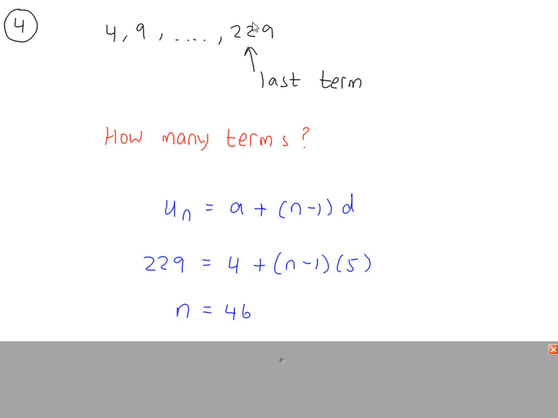So this is the 46th term. I can say that this is u46. This term was u1, this term is u2. First term, second term, 46th term. That's how many terms there are in the sequence.